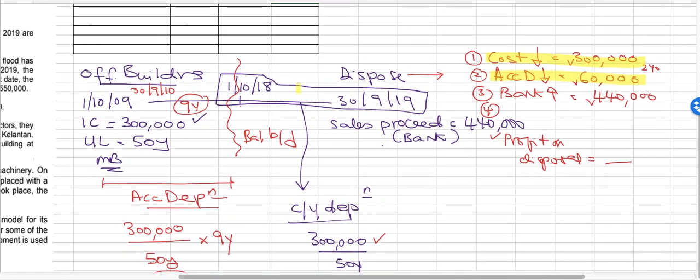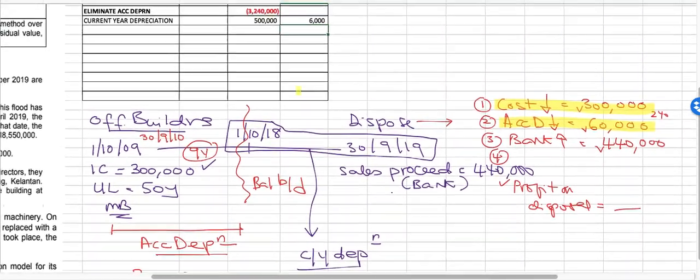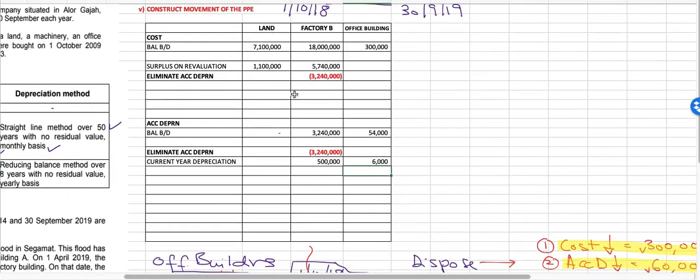Okay, so you have to reduce your cost and also accumulated depreciation. So kita masukkan. Reduce cost means you minus. So, you minus your 300,000 here. So, you write down as disposal. And then, you minus your accumulated depreciation, 60,000 minus as well. Alright. So, we total up. This is balance CD for the asset. Okay. Let's try, see if we get the answer.